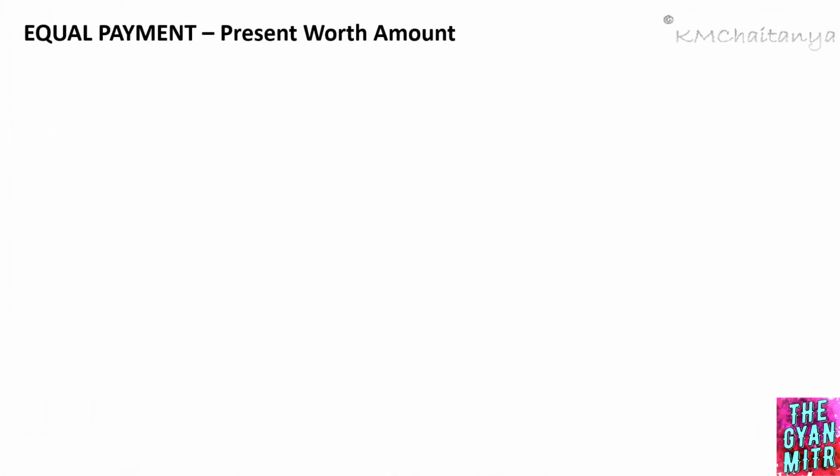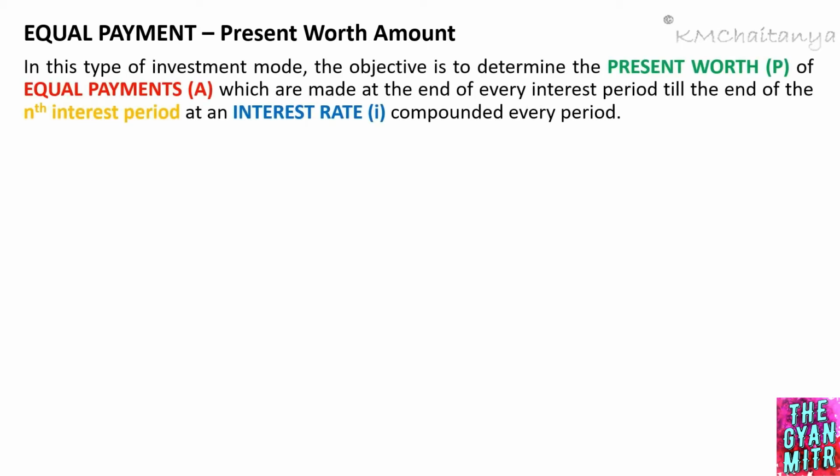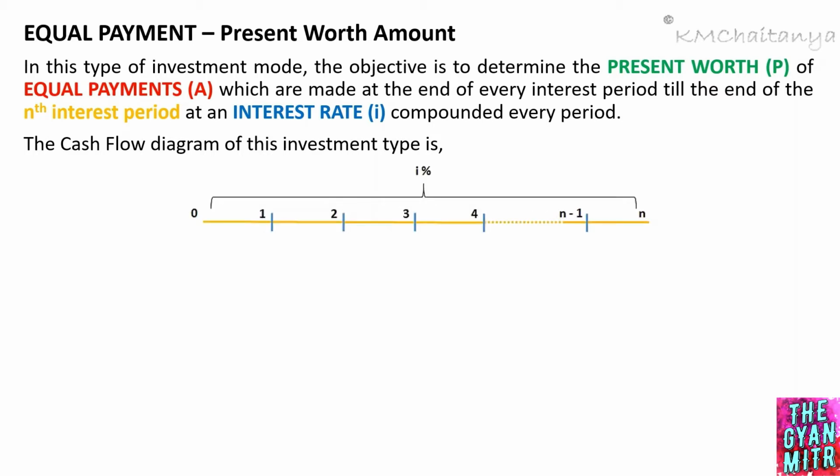Equal payment present worth amount. In this type of investment mode, the objective is to determine the present worth P of equal payments A which are made at the end of every interest period till the end of nth interest period at an interest rate I compounded every period. The cash flow diagram of this situation is, we have a timeline.